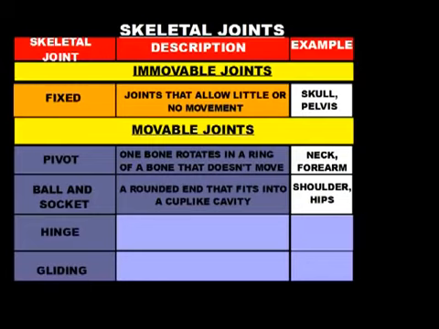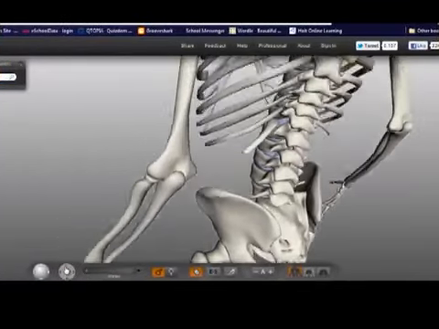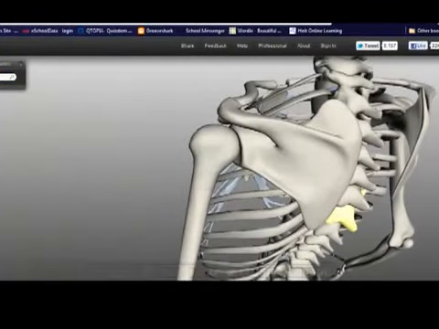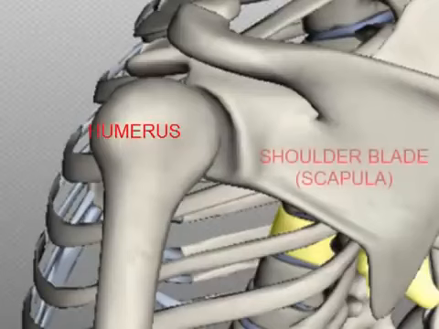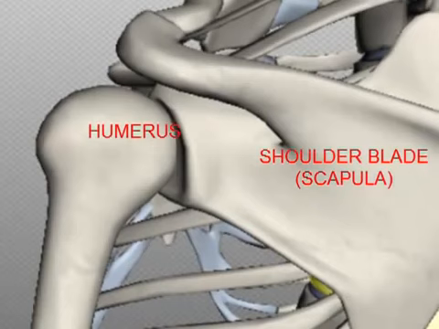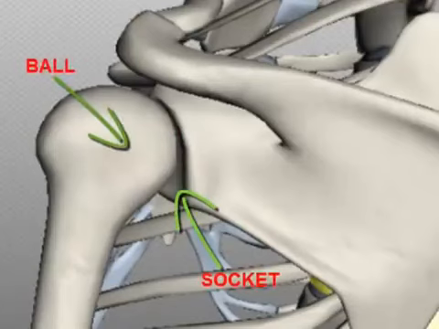So if we go visit Steve again, and we scroll up to his shoulder, we take a look and see here's the humerus bone, which is the top part of our arm, and the rounded end of the humerus bone connects into our shoulder blade, which is called the scapula. If you take a closer look, you'll notice that there's a cup-like indentation in the scapula, and that's where the rounded end of the humerus fits into.